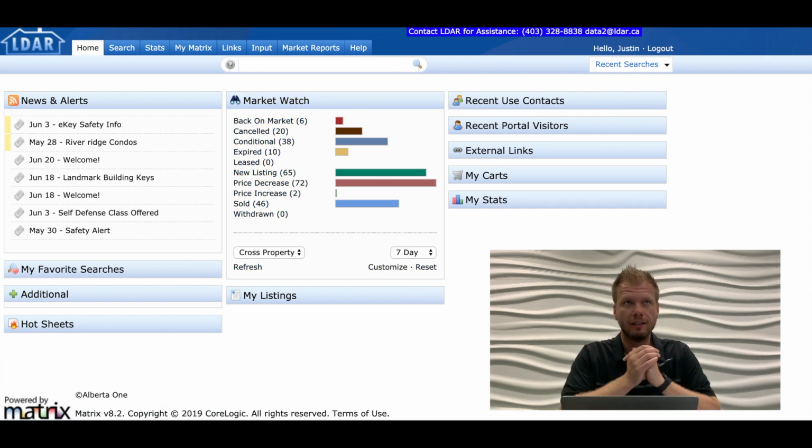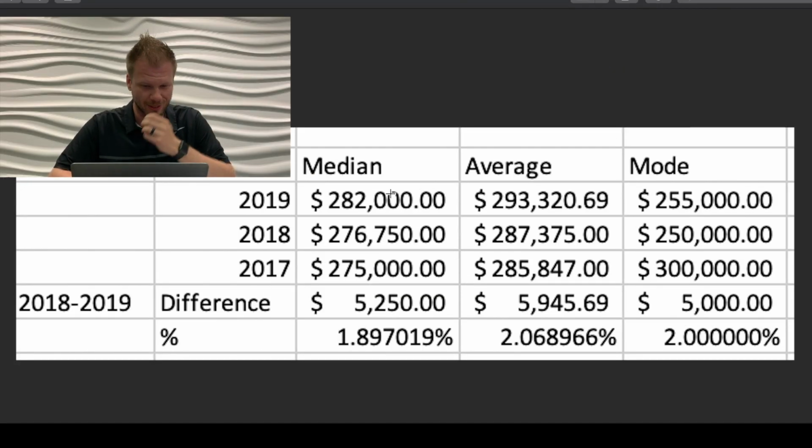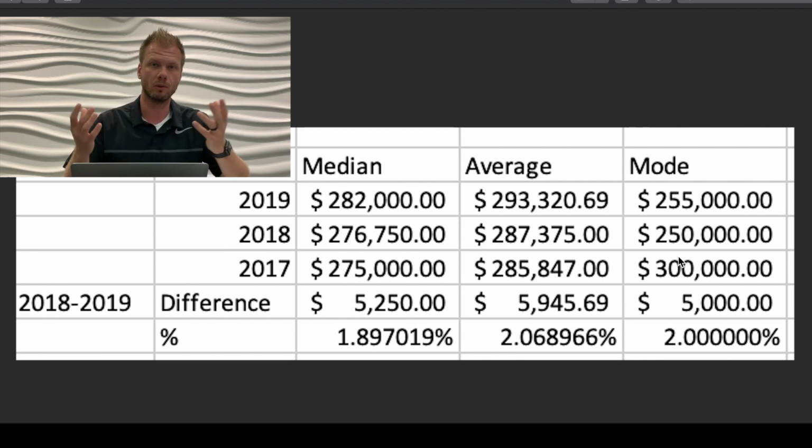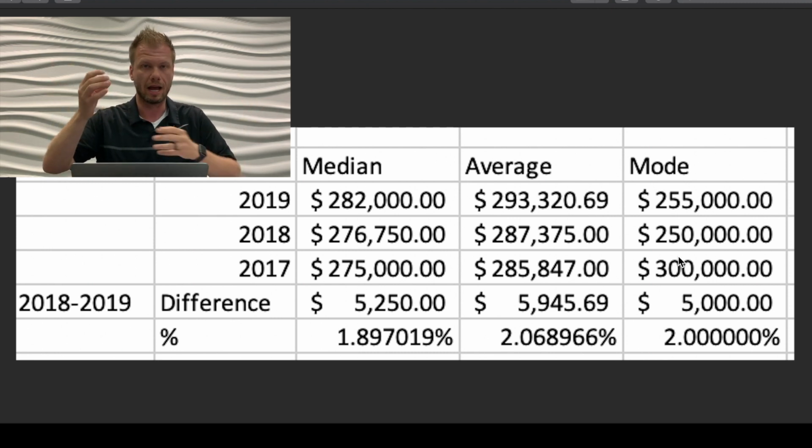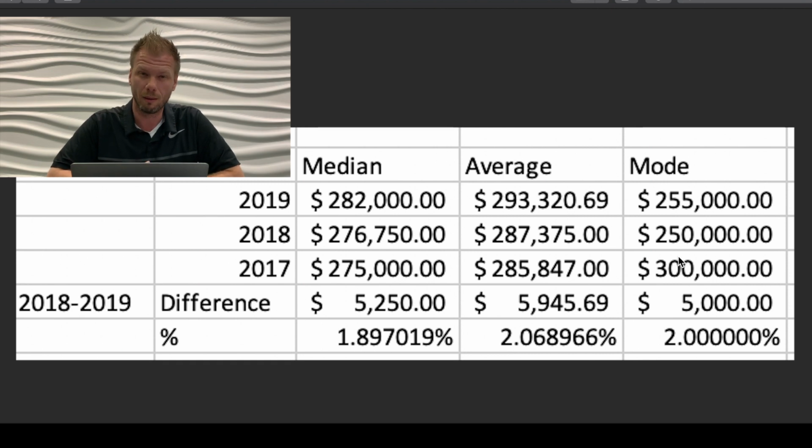So when we were talking about the mean, median, and mode, I did some math for us all here. I just want to show that it doesn't matter which math you use, the market is going up, right? So in 2017, the median was 275. You can see the average is 285. The mode was 300. Mode, if you remember, was just the most amount of times that something happened in a series of numbers. So maybe there was 12 that sold for exactly $300,000 and that was the most. So really hard to do when you're talking about $0 to $3 million and random prices in the middle there. So I wouldn't worry about mode too much.